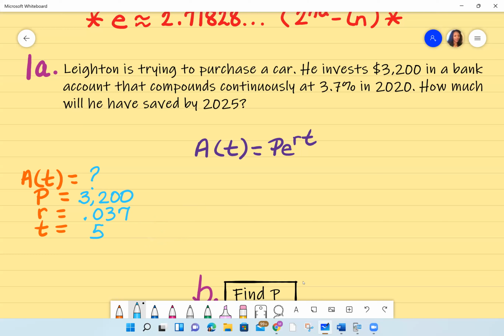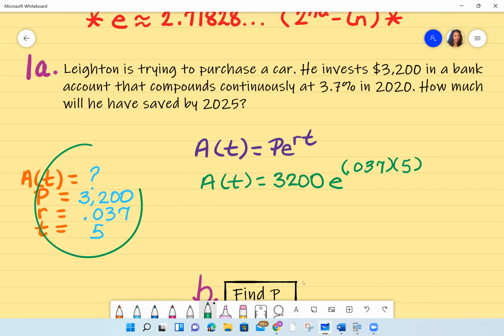I take this information and I locate where they are positioned in my formula, and then I substitute accordingly. So what I'm going to have for A of t is A of t because that's what I'm trying to find. P is now going to be replaced with 3,200. e is a number, and then I'm going to raise just the e portion to 0.037 times t, which we know is 5. All I did was take this information and substitute it in the formula.